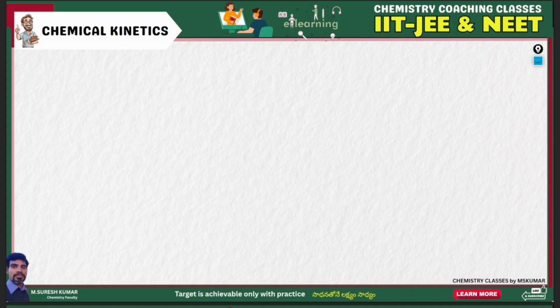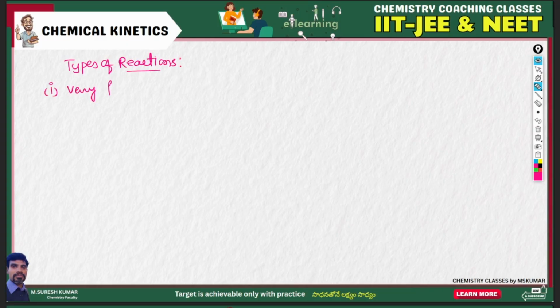Next concept is types of reactions. First one, very fast reactions. Very fast reactions are also called instantaneous reactions.